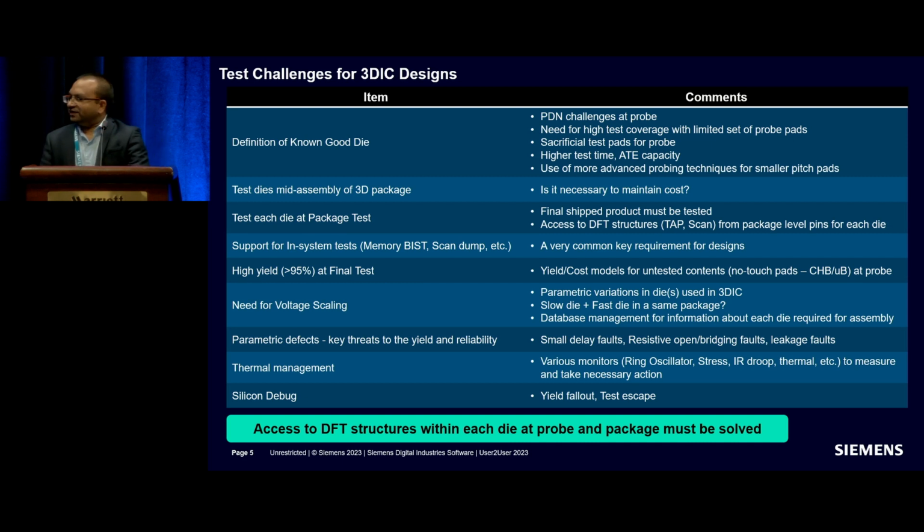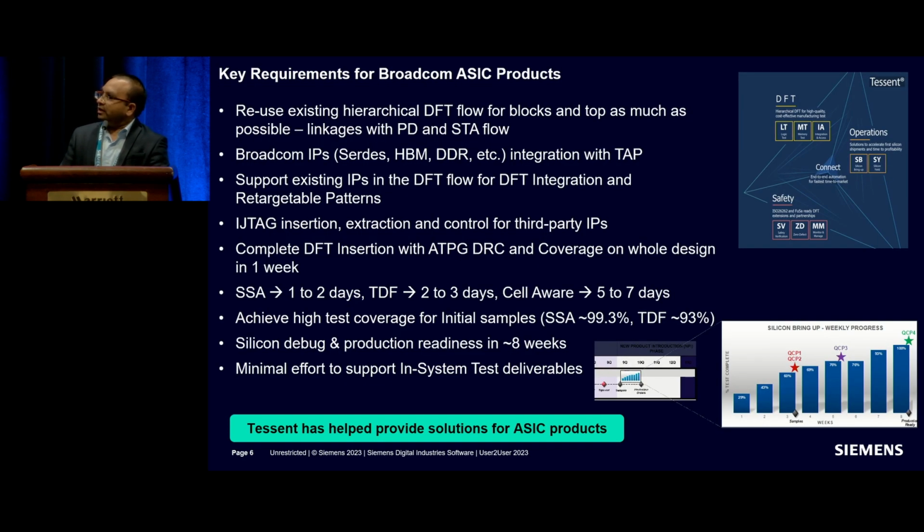Anyway, given all these challenges, I think the first and foremost is how do we get access to each die, each DFT structure within the die, from a package level. That is the first thing we need to solve. And to solve each of these problems, let me go through the key requirements for our product line.